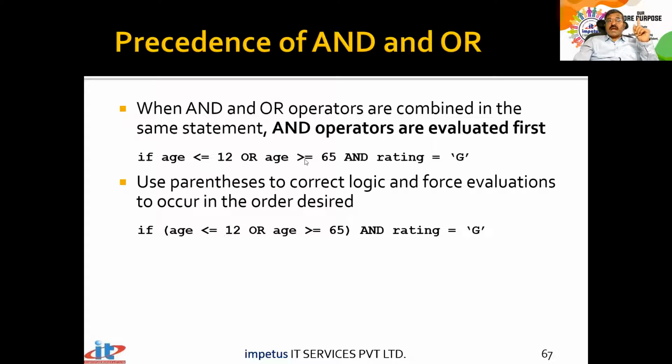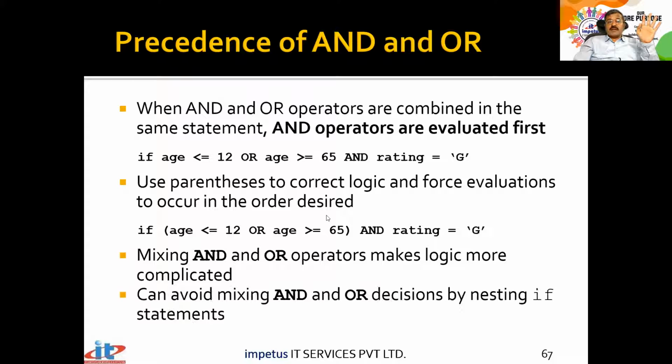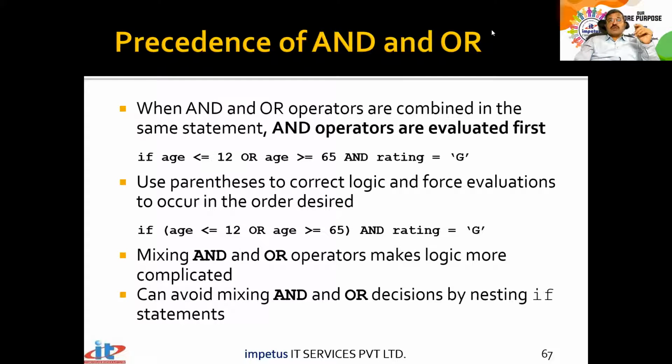When you're joining an AND and an OR together, it is the AND that gets evaluated first in almost all languages. Mixing AND and OR operators makes the logic more complicated, so we'll try and avoid it. We can avoid mixing AND and OR logic by using nested if statements, so now we know how to replace it. Okay, so that was a basic discussion that we had to do.